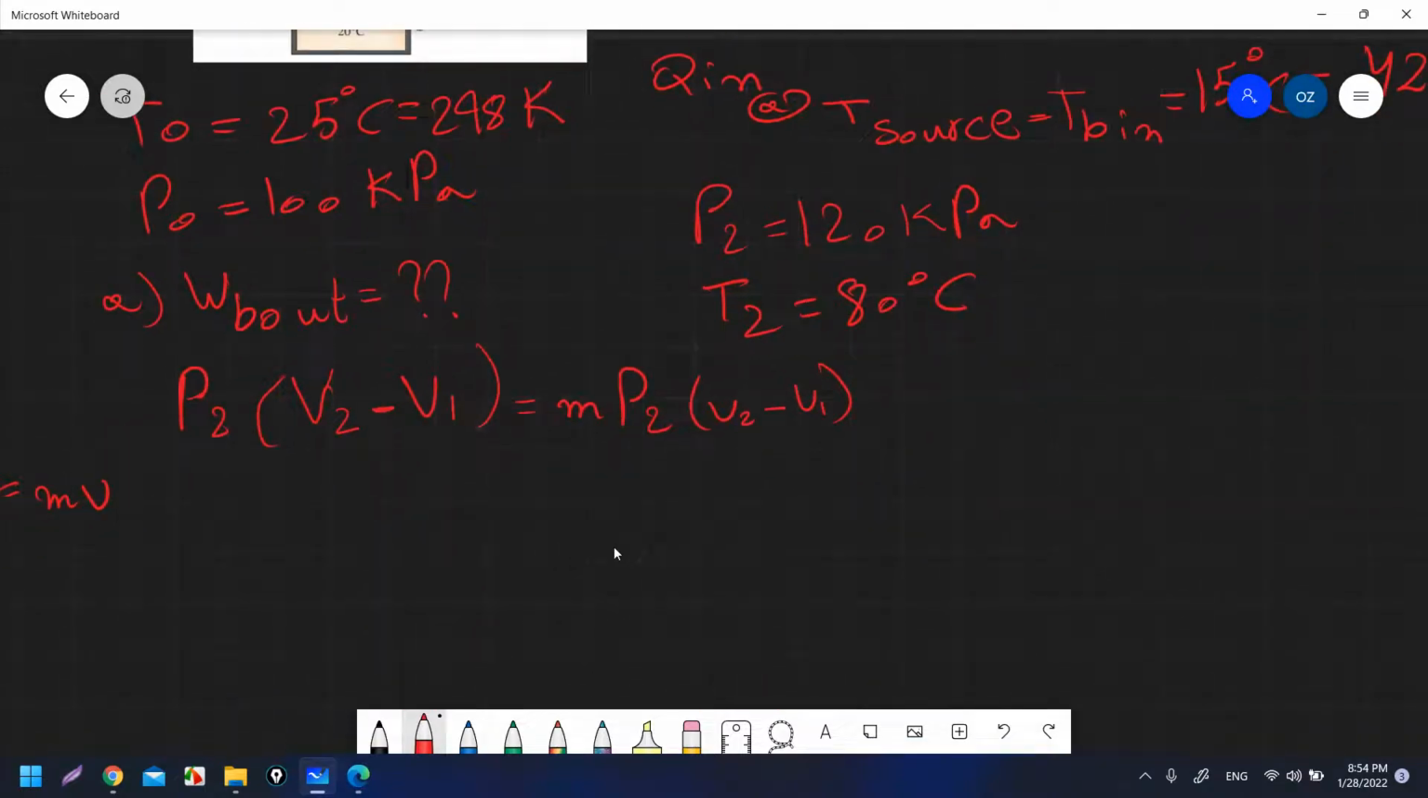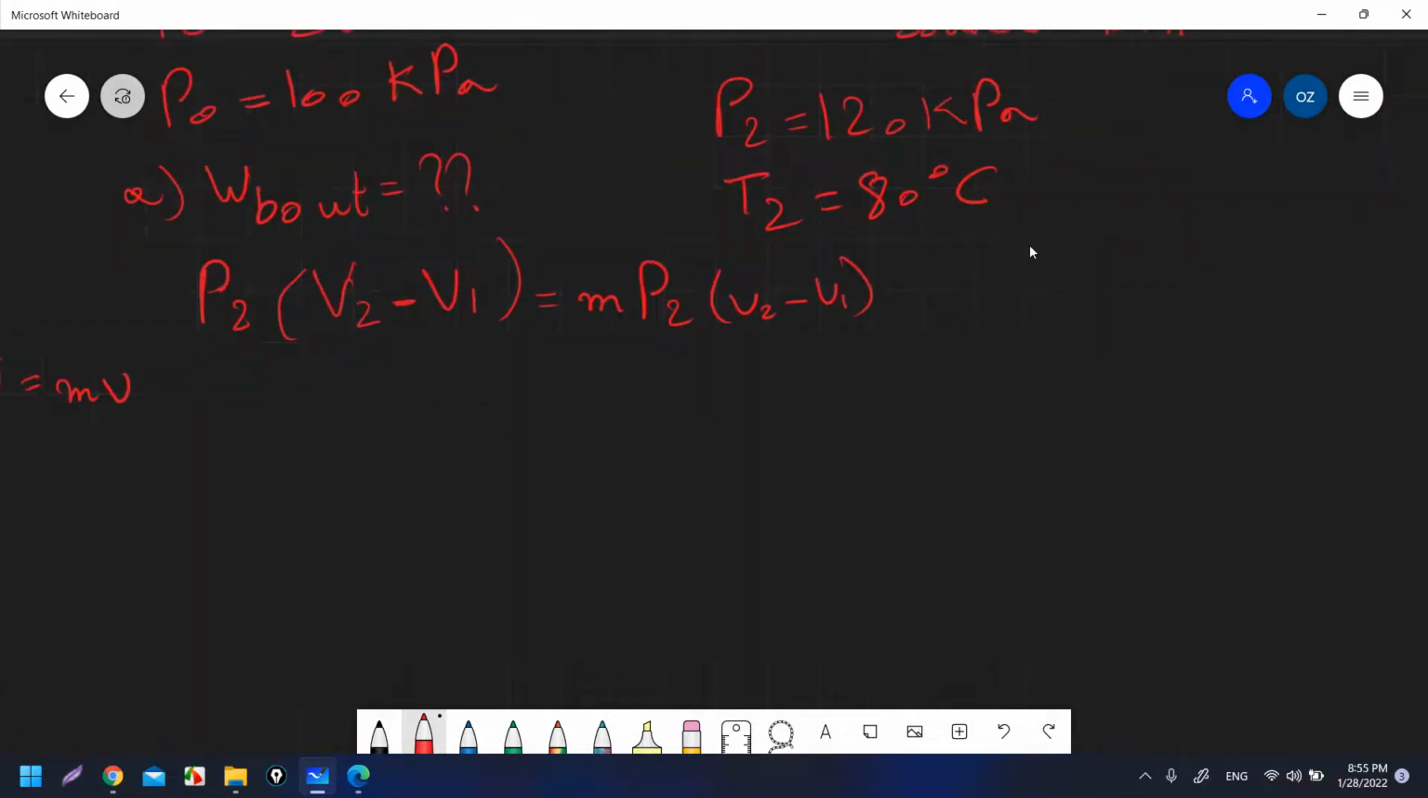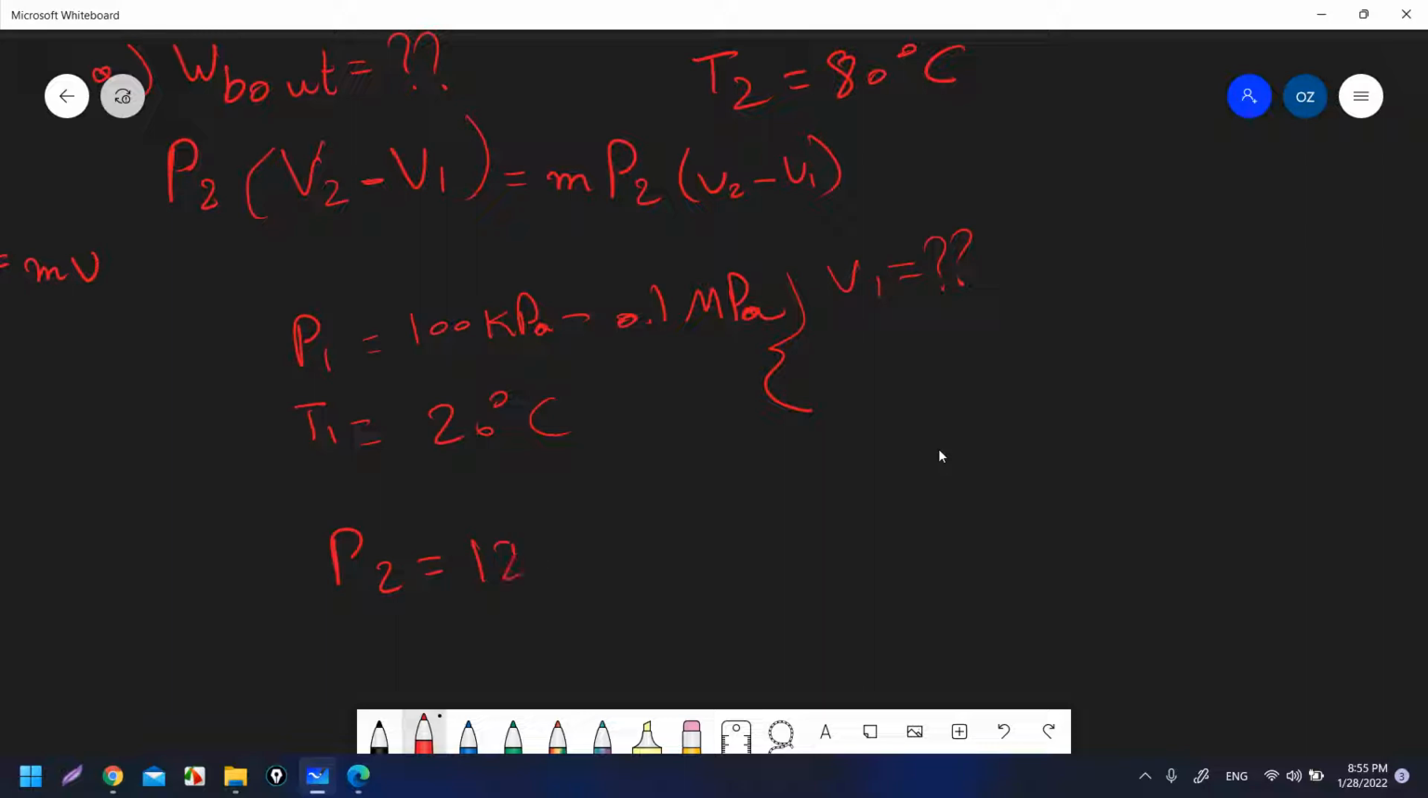Do I have the mass? Yes, he gave me the mass, but v2 and v1 I have to find using P2, T2 and P1, T1 from the refrigerant table. So P1 is 100 kilopascal, which is also 0.1 megapascal if you divide by 1000, and T1 is 20 degrees Celsius. So we want to find v1. At the second state, P2 is 120 kilopascal, equal to 0.12 megapascal, and T2 is 80 degrees Celsius, and we want to find v2.